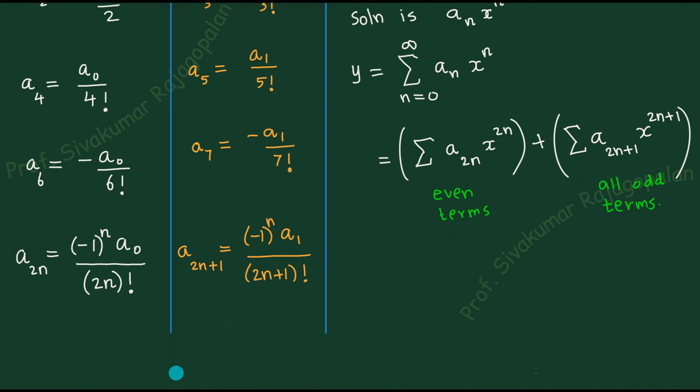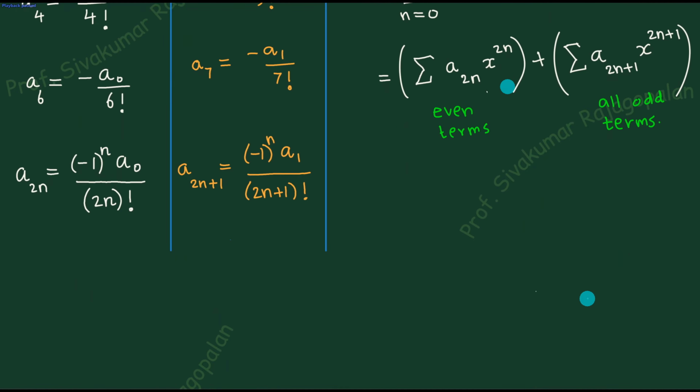Now what do you want to substitute? You remember a2n here? This a2n is given by that expression. So you copy this and put it there. And similarly, there is a2n plus 1 here. But a2n plus 1 is given by this expression. So you take this expression and then put it here. And that's what you have to do.